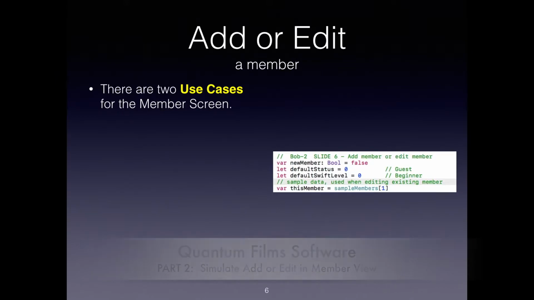And so there are two use cases for the member view. One is you're adding a new member, right? So what you want to do in that case is you want everything to have default values, no picture, join date is today. You might want to have default values for member status and Swift level and so on.